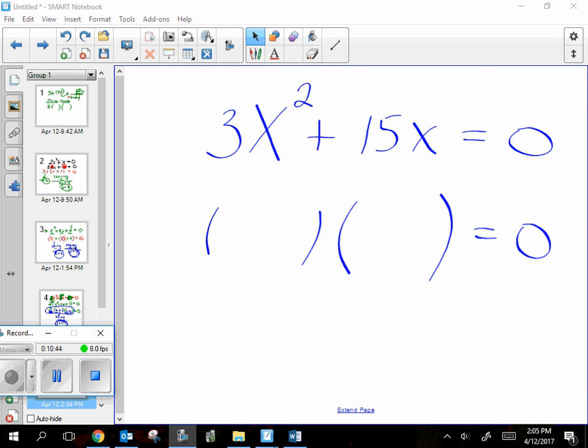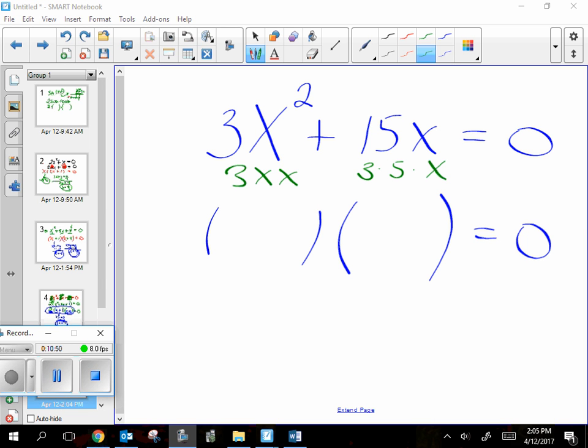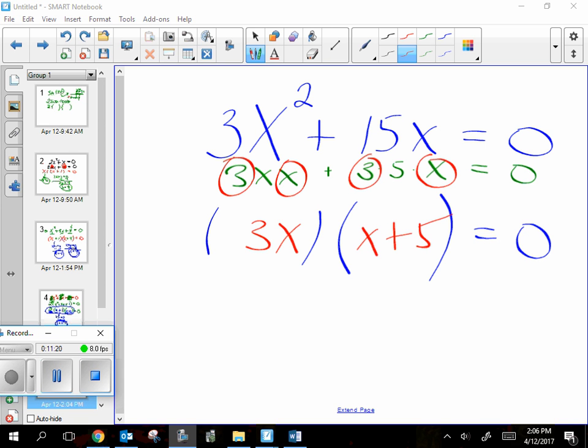Okay, some kids were not sure where to start. Expanded form is always good. Why is that good? Because it helps you see what's in common. Did you notice that there was a 3 in both of them and there was an x in both of them? So it's 3x. And then what's left over didn't get circled. Yes. There we go. I'm going to pause for a second while you look at that.